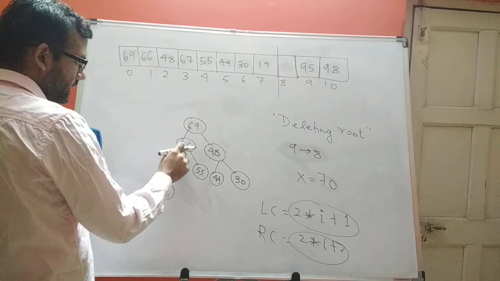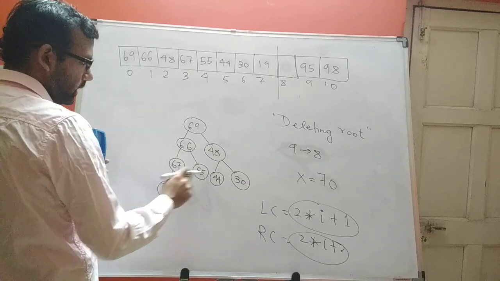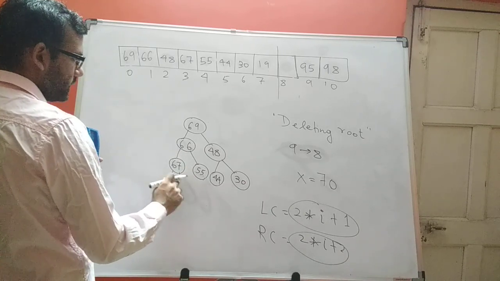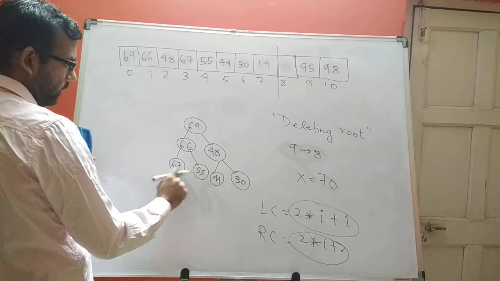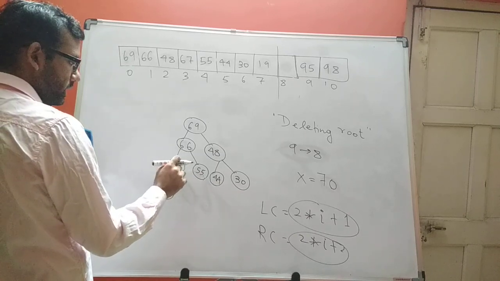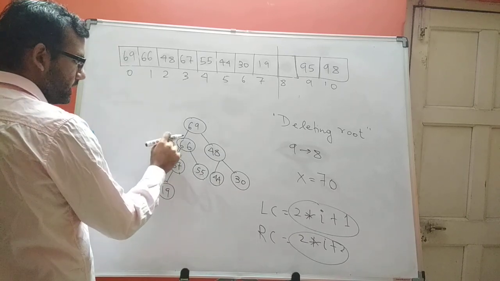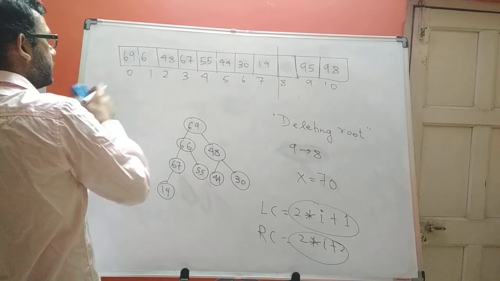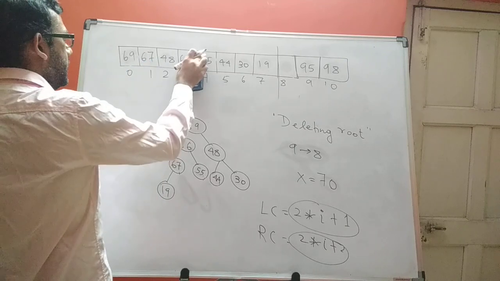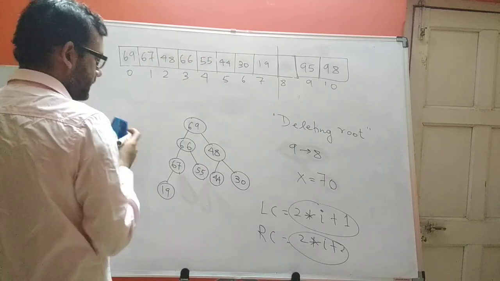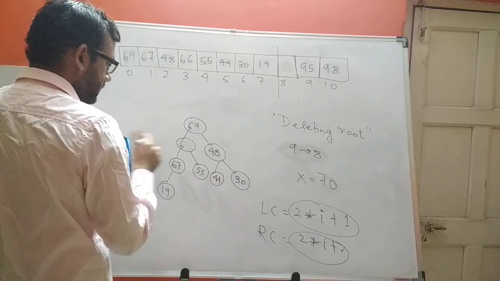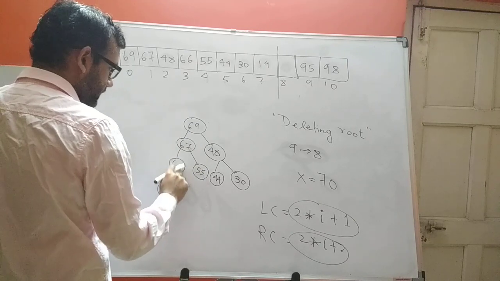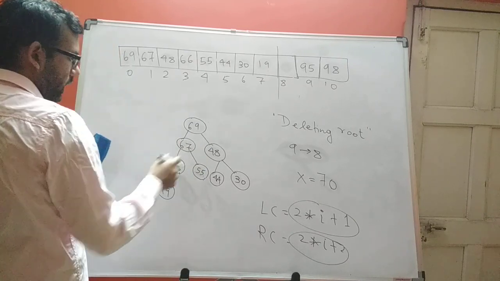Again, I'll compare 66 with its children. Before comparing, I'll compare the children themselves. So I'll compare 67 and 55, which is greater? 67 is greater. Now I'll check whether 67 is greater than 66. Yes, 67 is greater than 66, so I'll swap them. So 67 comes here and 66 comes here. Now after this, what do I do?